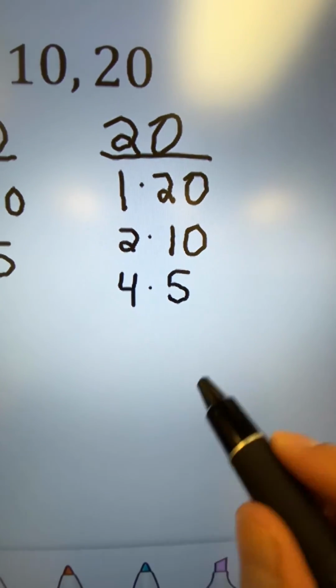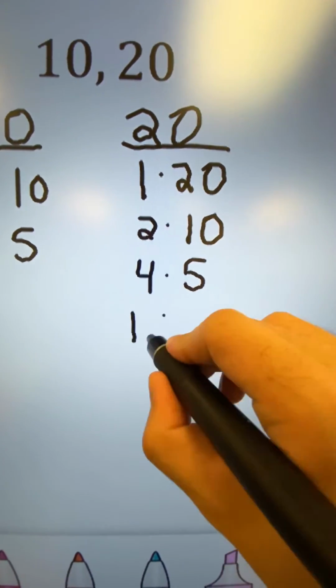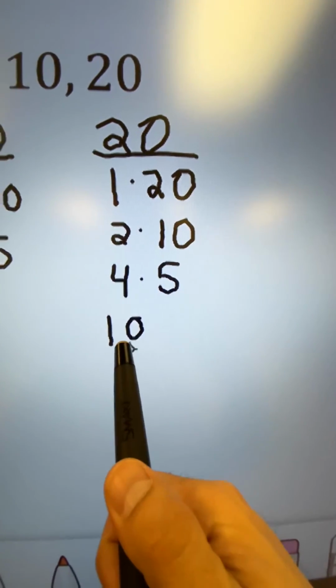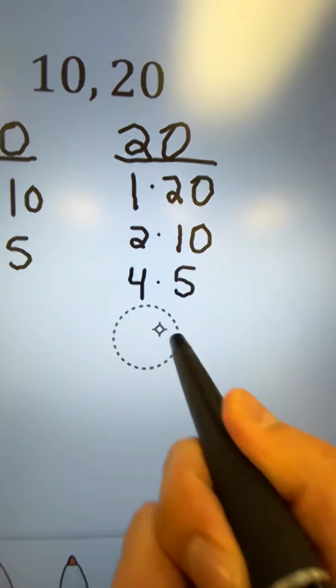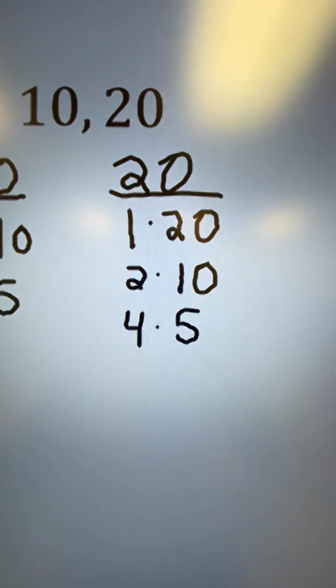6 does not, 7, 8, 9 do not, 10 does. But 10 times 2, you can see, is the same thing as that one. So I'm actually going to not include that. And then the rest, I don't have to check because we already have all the factors for 20.